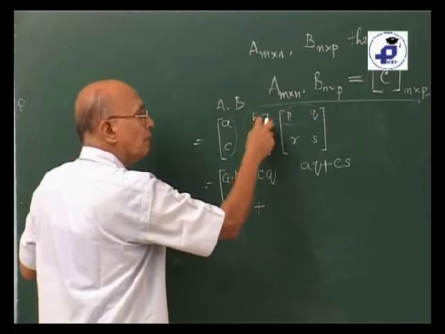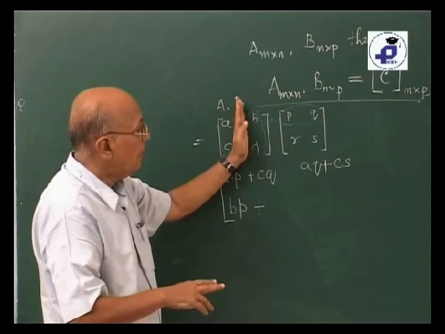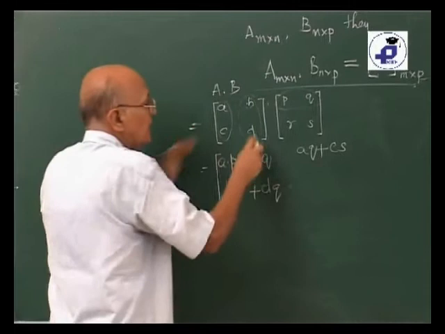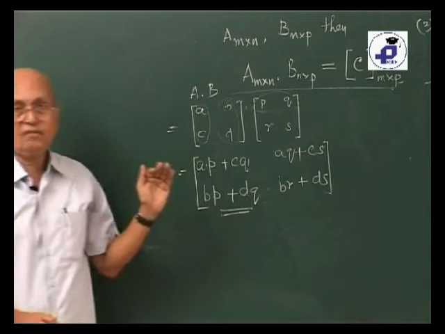the elements of the second row, elements of the second column into the first one, BP into DQ, and lastly B multiply B and D by R and S, that is BR and DS, we have to add them. This is the method of finding the product of two matrices.